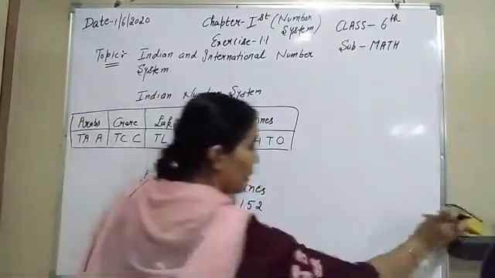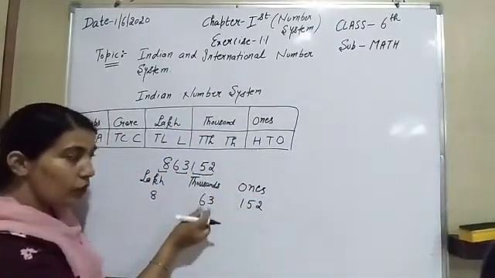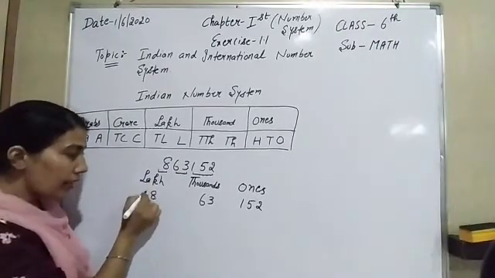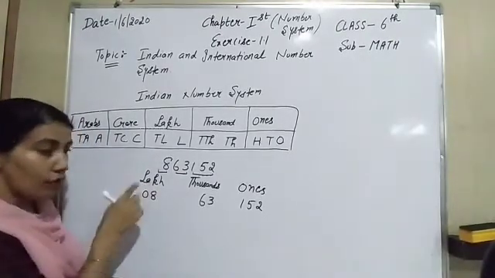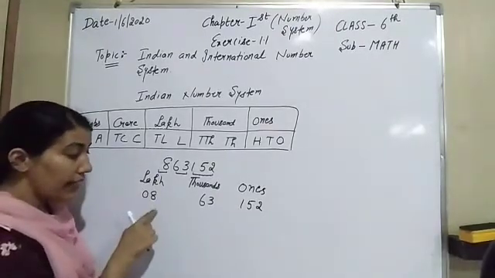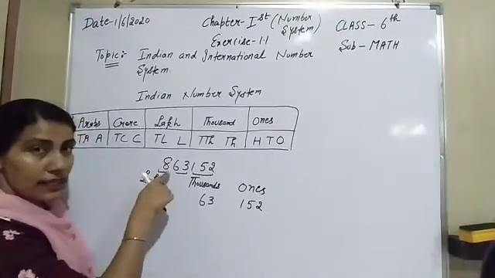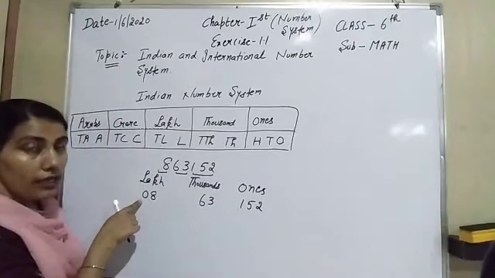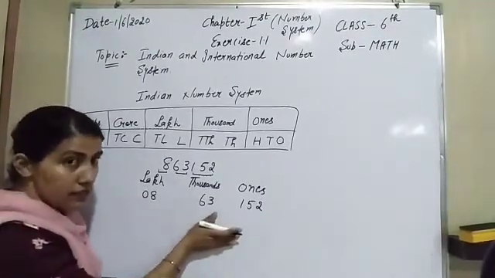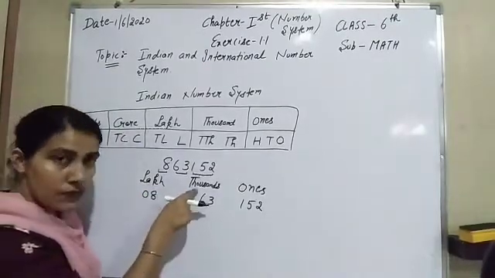Now I have told you, write three digits in the ones place, two digits in thousands, and two digits in lakhs. Only one digit is there, so write 0 in front of it. Please do not write it as 80, because it becomes 80. Only 8 is there, so write 0 in front of 8. Okay. Now we have to write it in Indian number system form. So look here: 8,63,152.